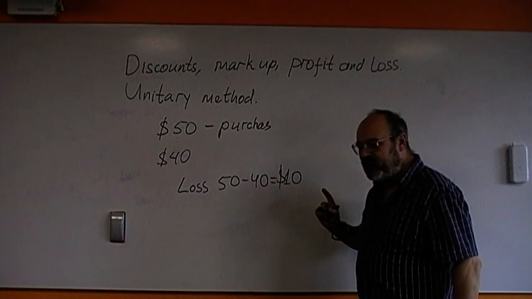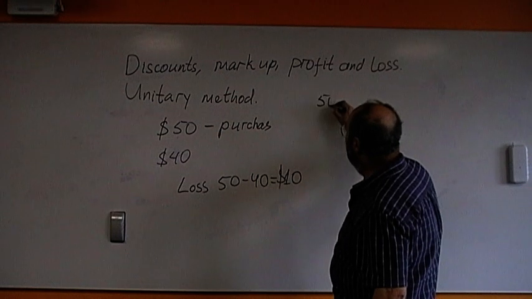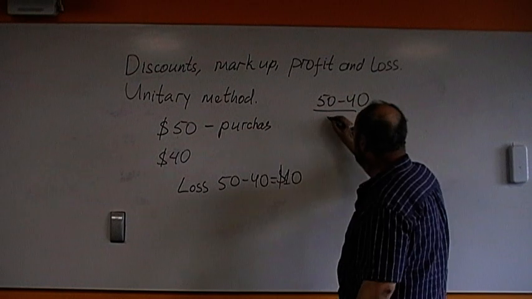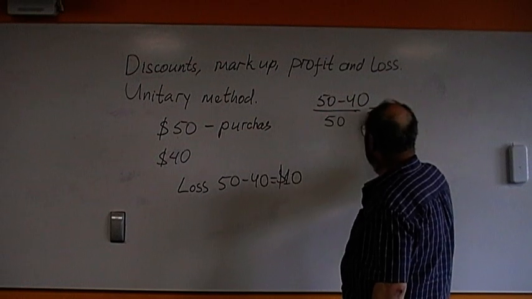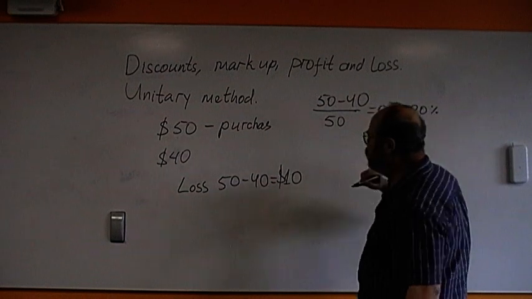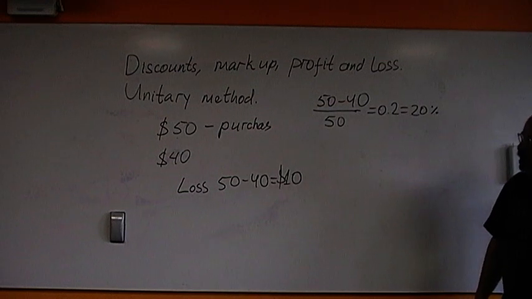Do 10 divided by 40? No, you divide by the purchase price. So it's 10 divided by 50, which will be 0.2 or 20%. So the loss is 20%.